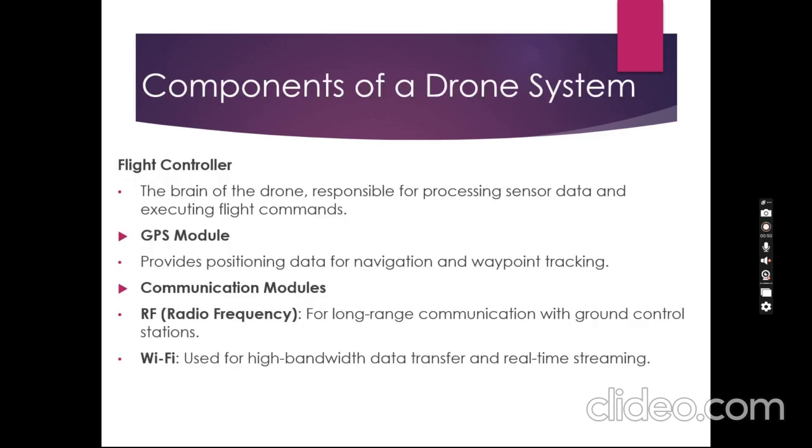Then we will move to the components of a drone system. The components of a drone system include flight control. In flight control, the drone's central processing unit interprets data from sensors and executes commands to control flight, maintaining stability and responding to the user input.